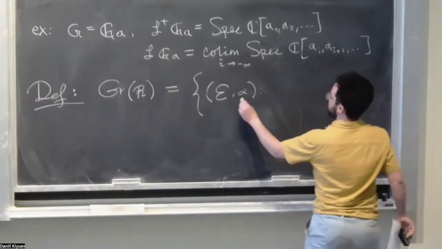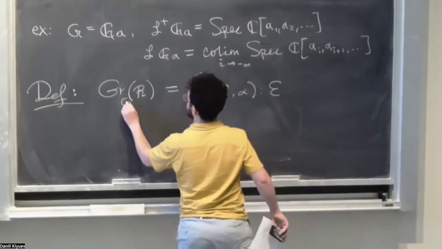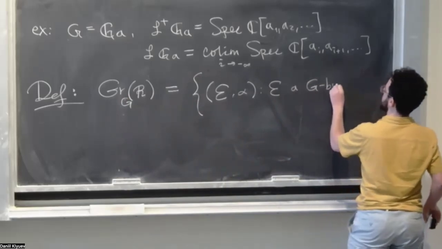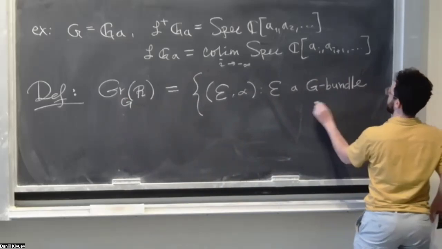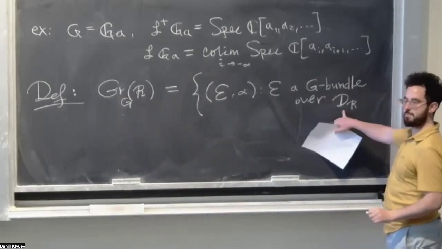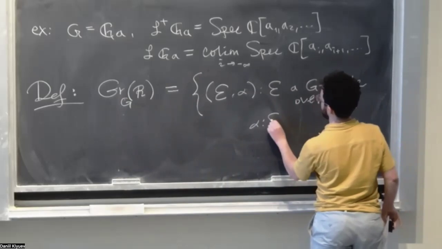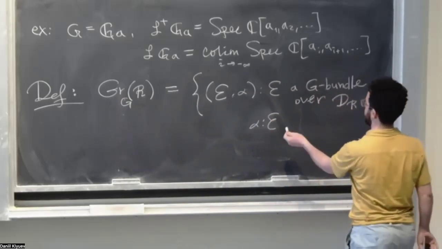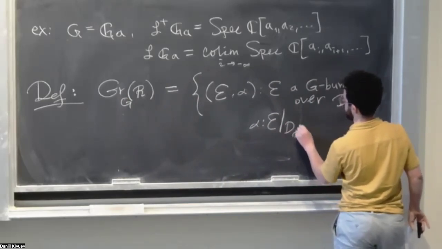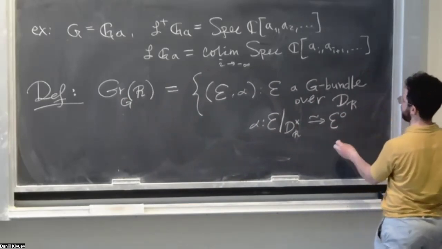So E is a G-bundle over the disk, Spec of R[[t]], and alpha is a trivialization of the restriction to the punctured disk. So E0 is the trivial one.